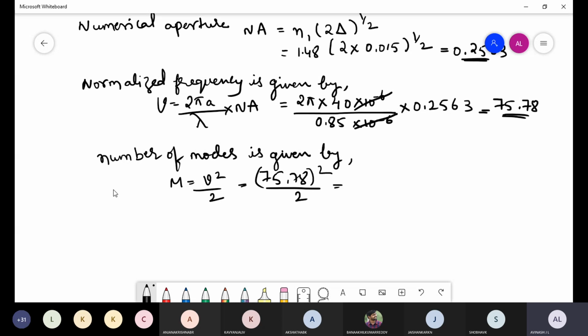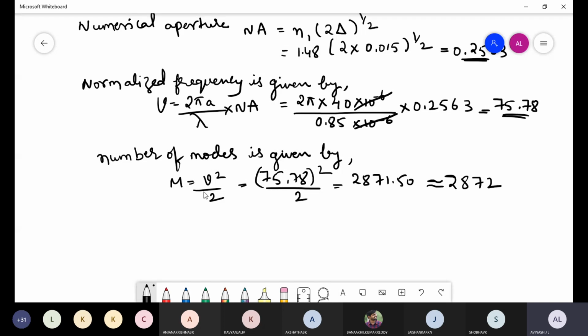So the number of modes will be equal to 2871.50. The number of modes cannot be a fraction. You can evaluate it to 2872 modes. Okay, since 0.5 is there, we will make it as 1. 2872 modes. So this is the answer.